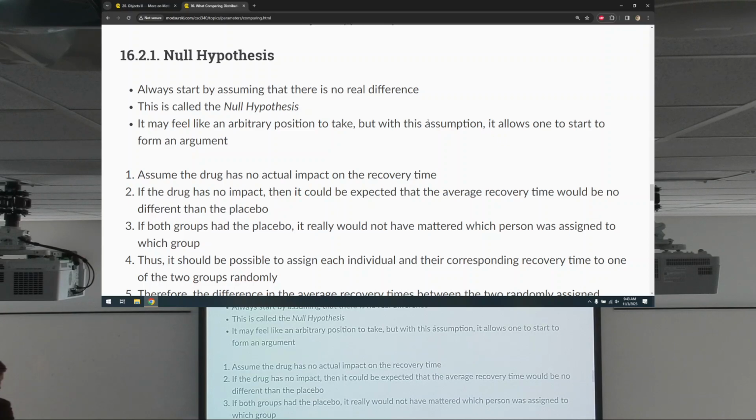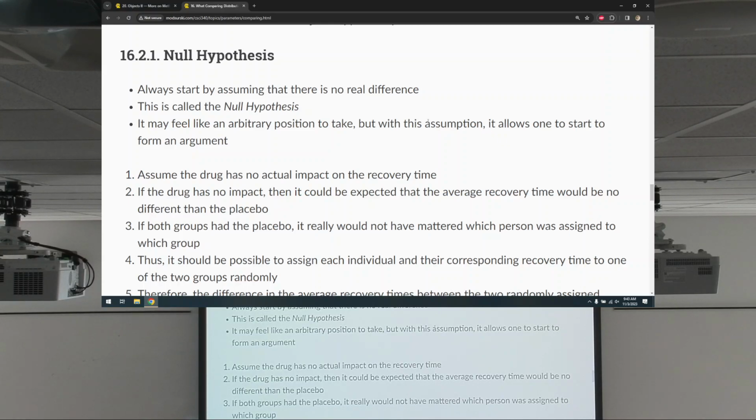When I say null hypothesis, it may sound like an arbitrary position to take, but it makes these assumptions a little easier. With that assumption, the following argument is a little easier. We start by assuming the null hypothesis. So we assume, listen carefully, the drug has no actual impact. Sure, I made all those measurements, but at the end of the day, we're assuming the drug had no impact at all. It really didn't have an impact. All right?